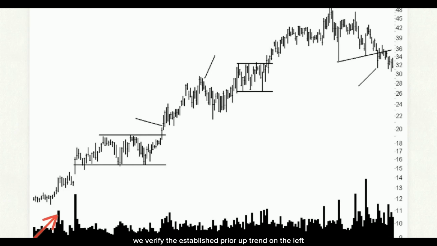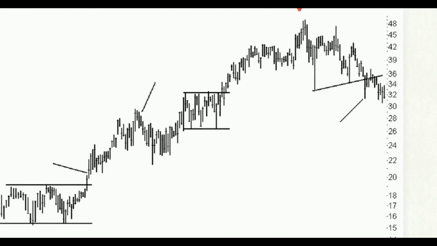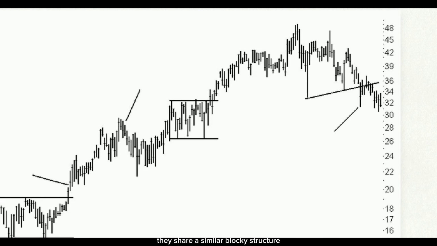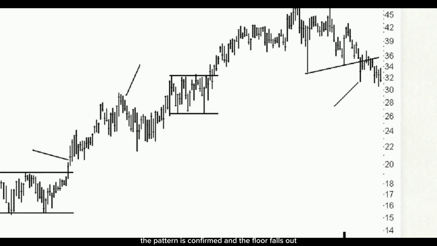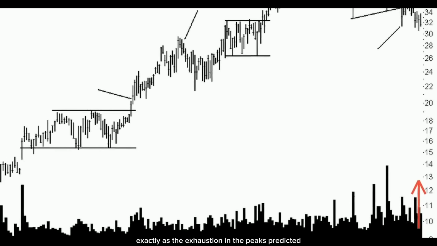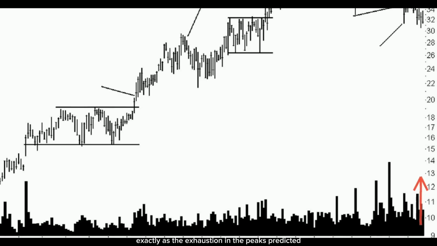First, we verify the established prior uptrend on the left. Next, we spot our 3 peaks. They share a similar blocky structure, and they form a strict descending sequence. Finally, we map the lowest valley to set our horizontal confirmation line. The setup is locked. We wait. Right here, a daily candle breaches the line and closes below it. The pattern is confirmed, and the floor falls out. The price plunges exactly as the exhaustion in the peaks predicted.